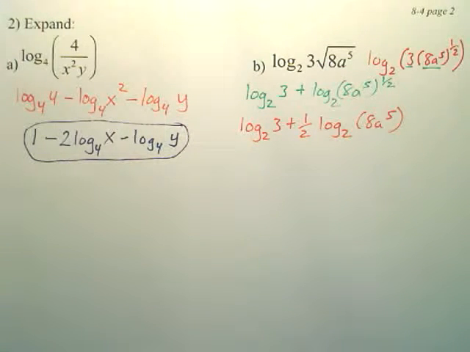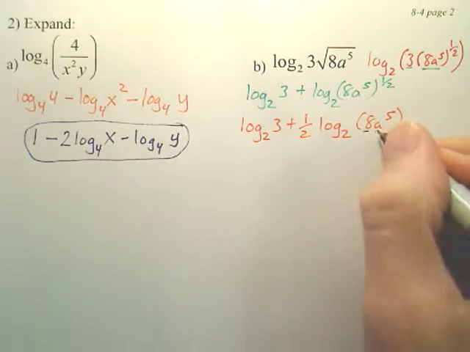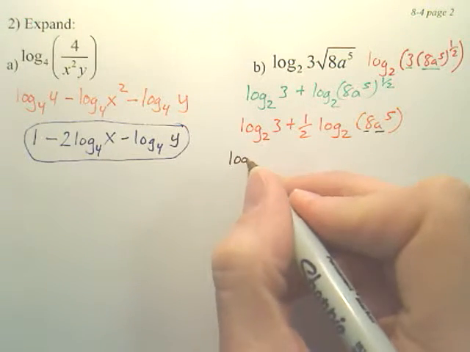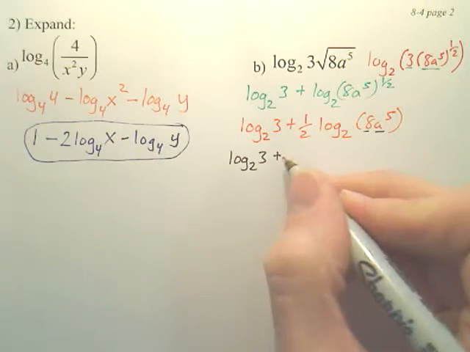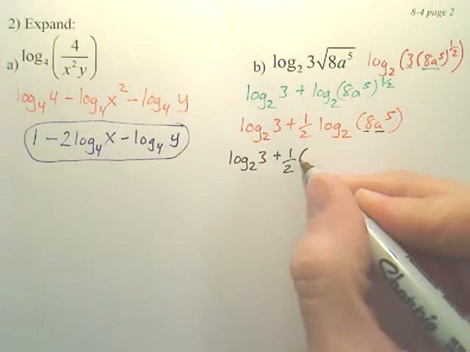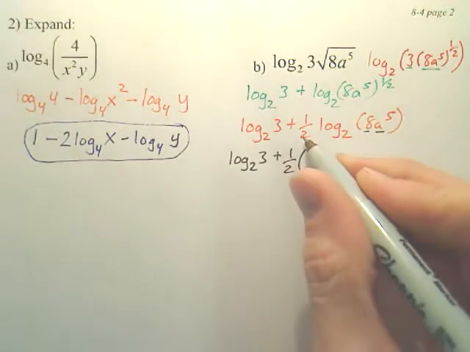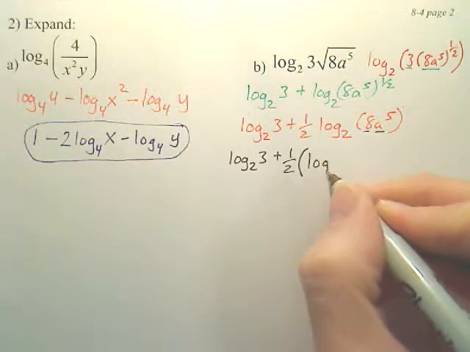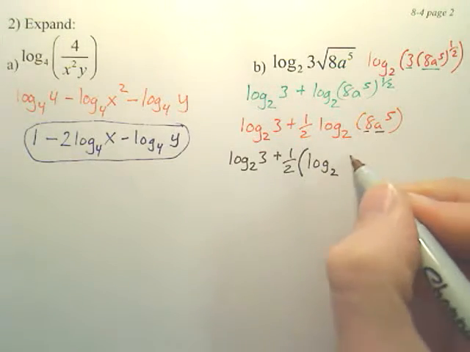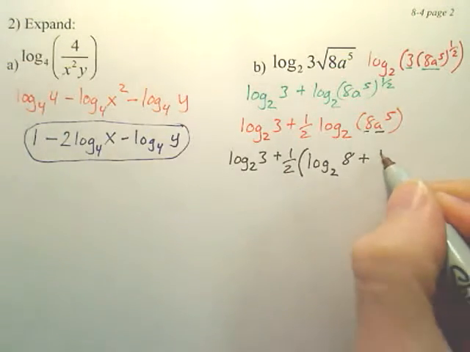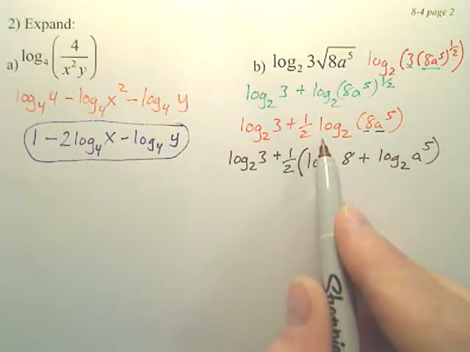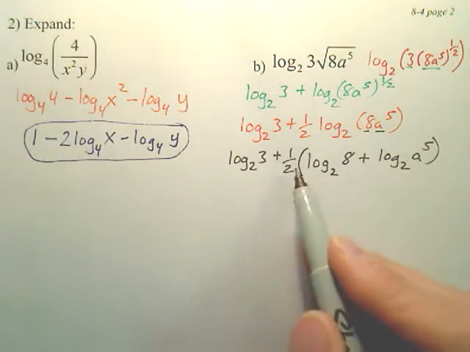Am I done? No, because look inside of here. Can't I expand those? Aren't those two connected by multiply? So I have log base 2, 3 plus 1/2, and I actually have to put parentheses because aren't we expanding both of these, and aren't they both have a 1/2 in front? So I expand it. This is going to be log base 2, 8 plus log base 2, a to the 5th. Again, this whole piece broke down to these two. The 1/2 stayed in front.